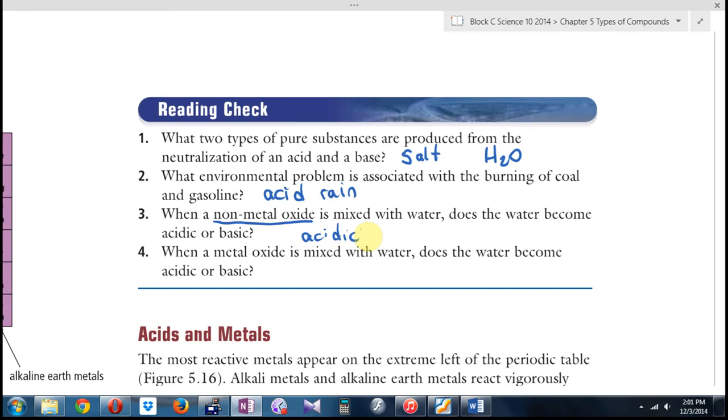Pardon me? Acid doesn't mean flammable, right? It just means that life is not going to survive very well in it. When a metal oxide is mixed with water, does the water become acidic or basic? Check your notes. What do we say?